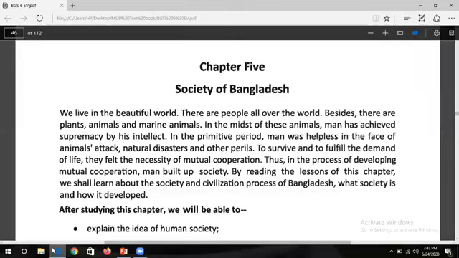In the primitive period, man was helpless in the face of animals' attacks, natural disasters, and other perils. To survive and to fulfill the demands of life, they felt the necessity of mutual cooperation. Thus, in the process of developing mutual cooperation, man built up society. By reading this chapter, we shall learn about the society and civilization process of Bangladesh, our society, and how it developed.